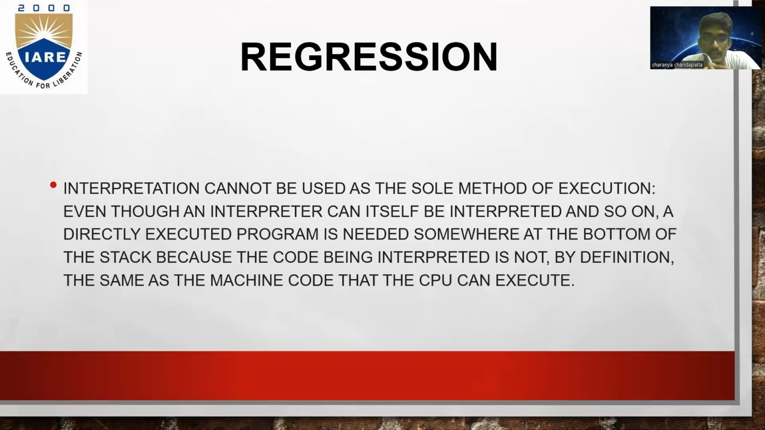Regression. Interpretation cannot be used as the sole method of execution, even though an interpreter can itself be interpreted, and so on. A directly executed program is needed somewhere at the bottom of the stack because the code being interpreted is not, by definition, the same as the machine code that the CPU can execute.